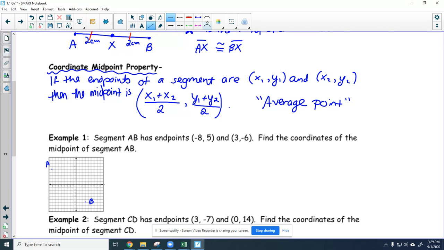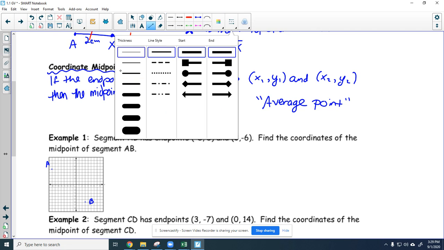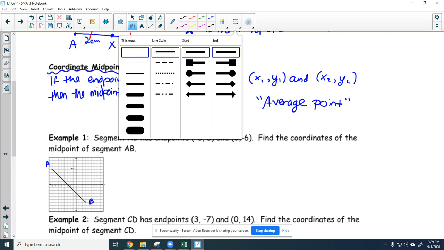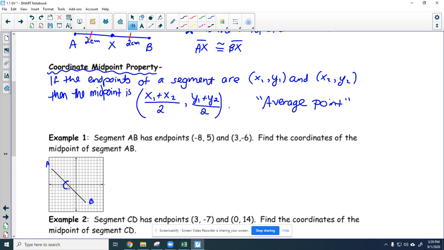So what we're talking about is that segment, going from A to B. We want to know where the middle is located. You can kind of eyeball it for now. You can see roughly where that middle is. We're somewhere around here, but it's a little hard to tell the actual coordinates. So that's where that little formula comes into play.